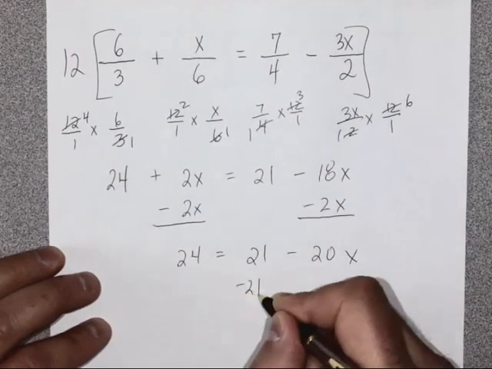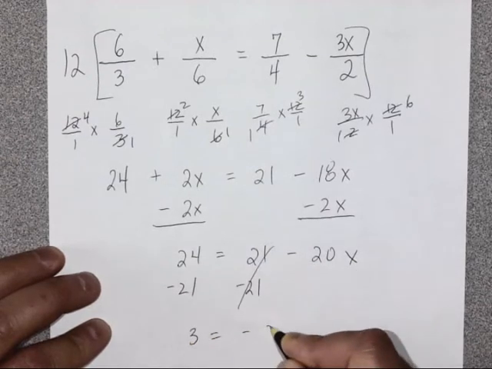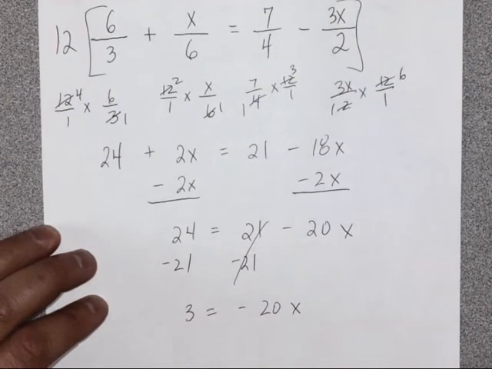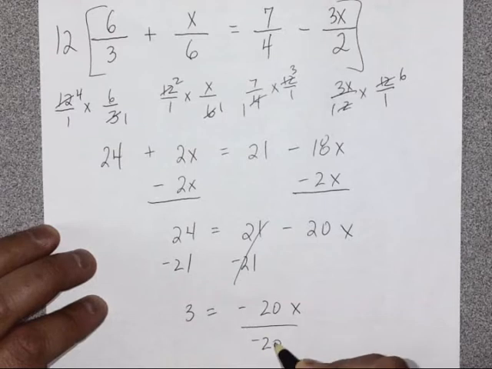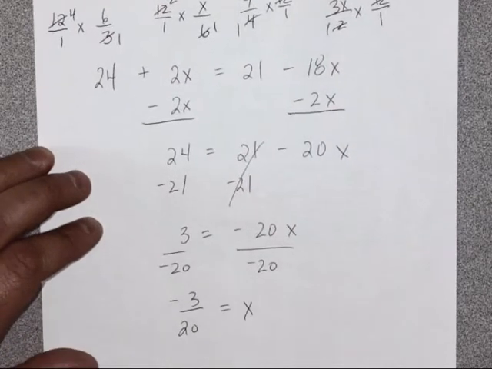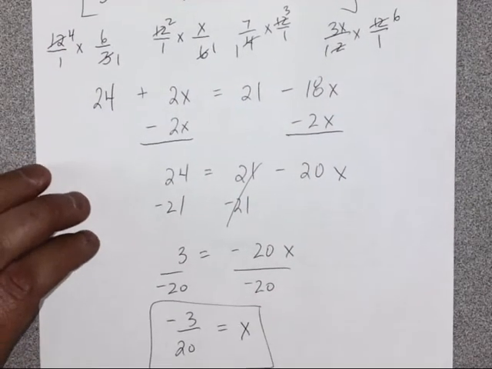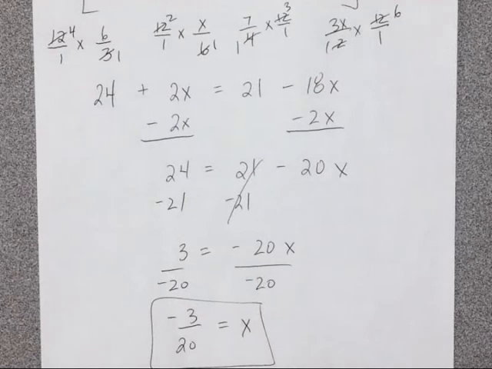Subtract 21 from both sides. Divide both sides by negative 20. So we get negative 3 over 20 is equal to x, which would be our solution. So I just made that problem up on the fly, so it doesn't work out perfectly.